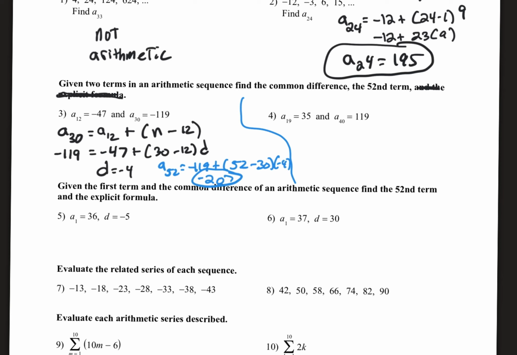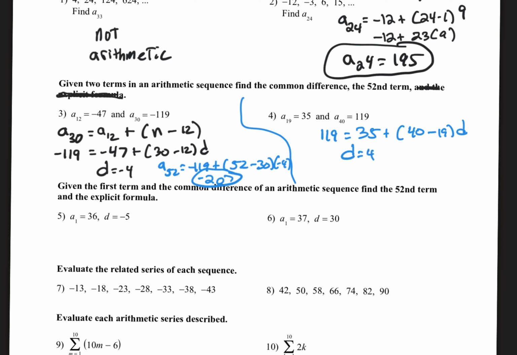Next one, so we'll go A of 40. I always go the bigger one. Doesn't matter, I guess. 119 is equal to 35 plus my n value for the 119 was 40 minus 19 times D. So 119 minus 35 divided by, what's that, 21. 40 minus 19 is 21. So 119 minus 35 divided by 21, 4. So D equals 4.